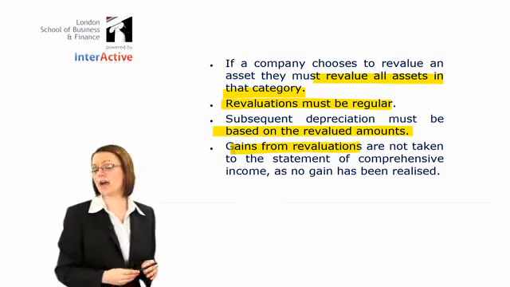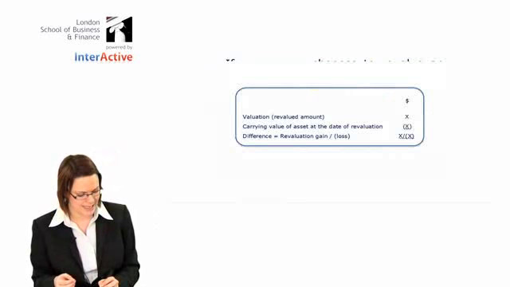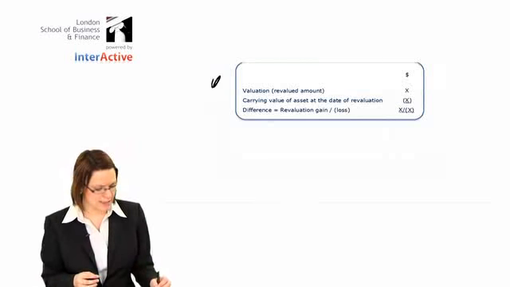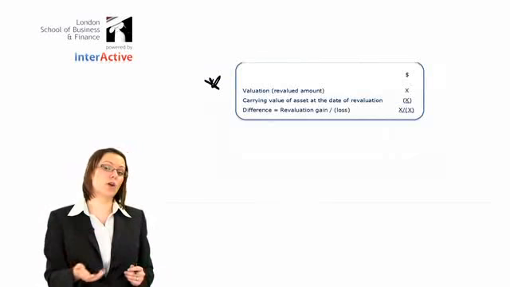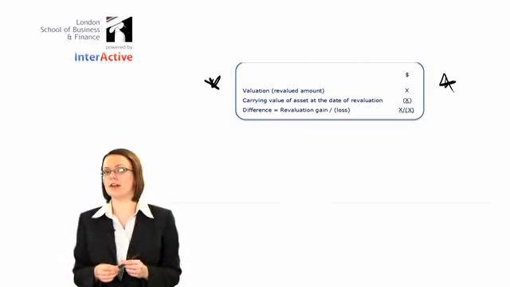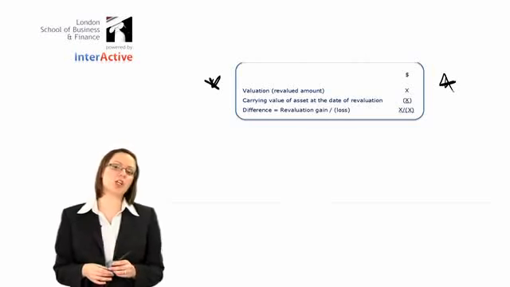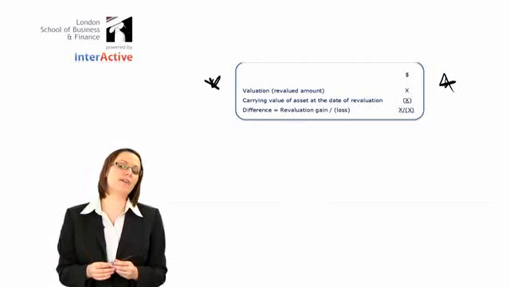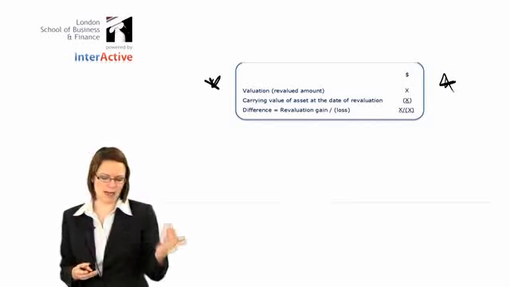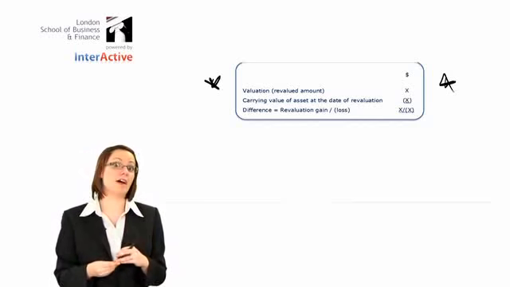So let's see how we calculate this gain, or indeed loss, when you revalue your assets. So you can see that little diagram there. Again, this is to help you calculate the gain or loss on revaluation. So you are going to need to learn that. So starting off then, we've got the valuation. That's going to be the revalued amount of the asset. So from my example, that would be the $30,000, what I want it to be, the valuation.